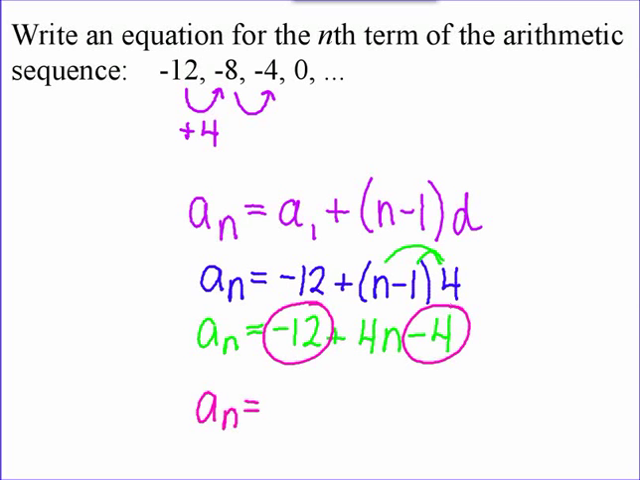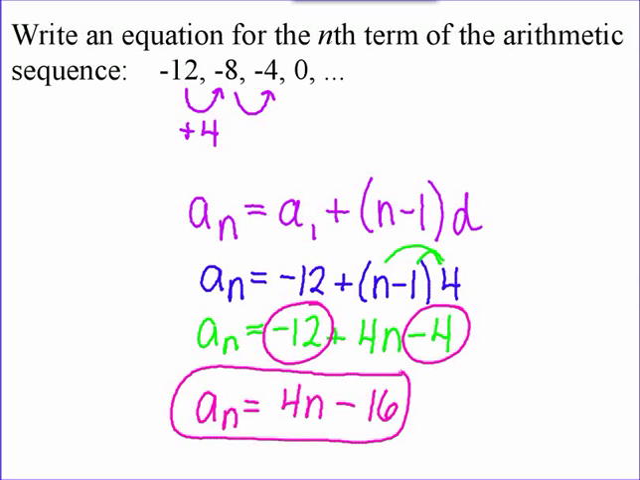Now I'm going to write the 4n first because remember that's kind of the approved way. We always write the variables first. And then what's going to be my last term? Negative 16. I thought you did negative 12 plus negative 4. Yeah, negative 12 plus negative 4 is negative 16. You could write it as plus negative 16 or minus 16. It's the same thing.